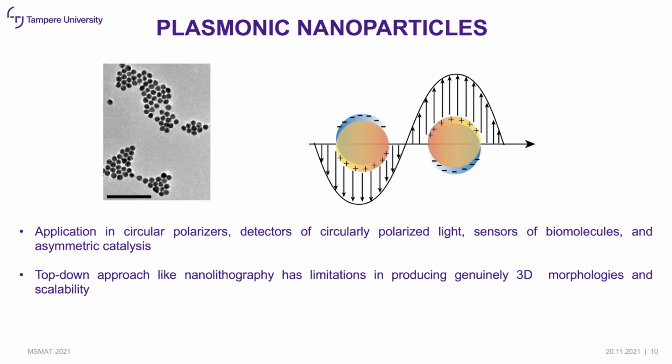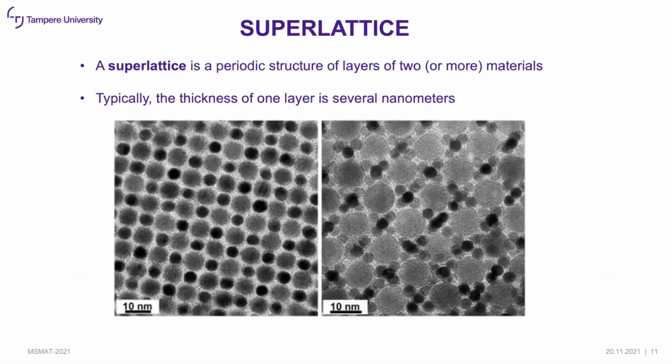There are challenges because most of the existing methods to make this kind of helical structures use nanolithography, but nanolithography is limited in producing small structures, and it's also challenging to produce genuine 3D morphologies. There's also a problem to scale them up. We can use wet chemical synthesis, but most of the methods are laborious, complex, and lead to non-uniform structures.